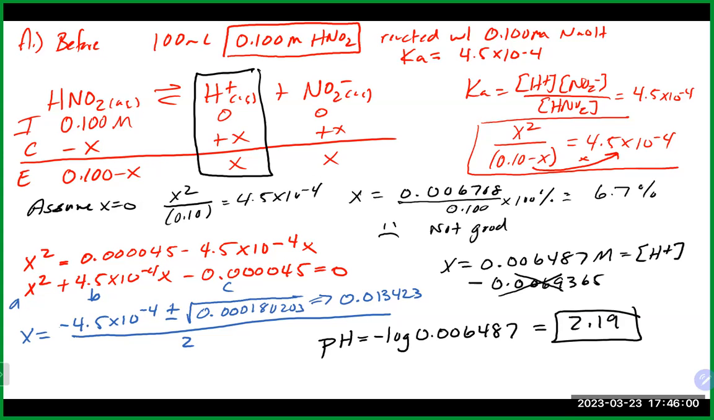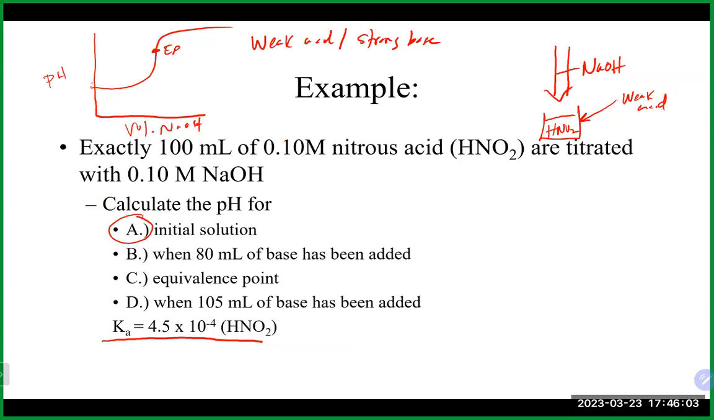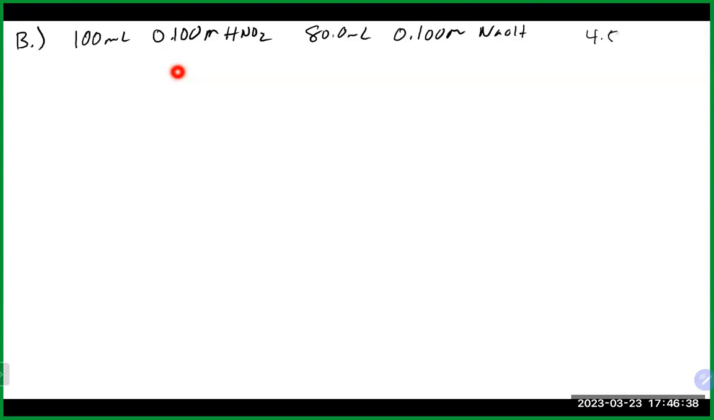So in step B there, we're going to actually start the titration. So we're looking in step B, what are we going to have in terms of pH after we add 80 milliliters of the base to it? So we'll start B over here. So in B, we again are starting with 100 milliliters of 0.1 molar nitrous acid. In this case, we're adding 80 milliliters of 0.1 molar sodium hydroxide. And obviously our Ka value is still going to be the same, 4.5 times 10 to the minus 4.